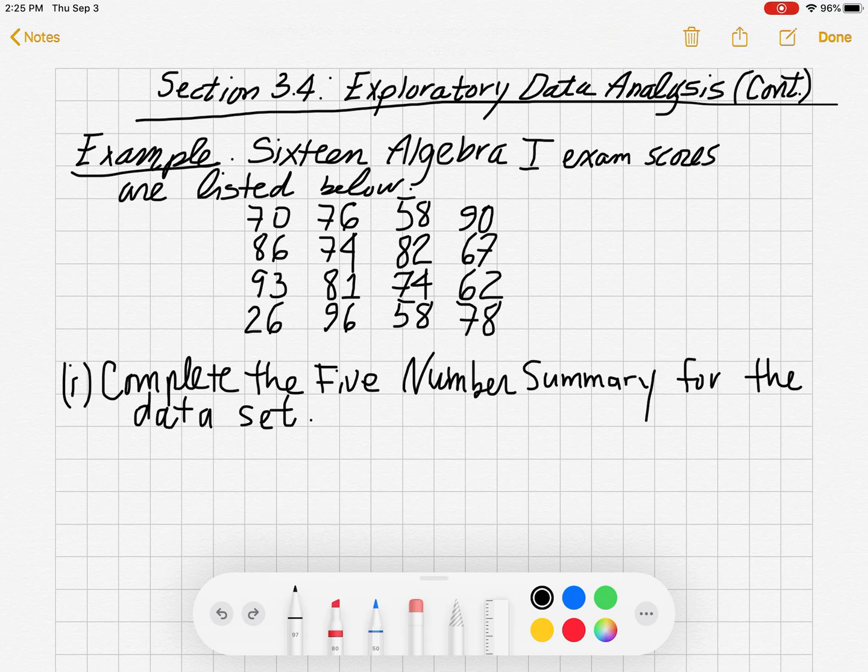See, in 4 columns. Complete the 5-number summary for the data set. So remember your first step. You want to put these numbers in order from smallest to largest. That's called ascending order. I'm going to start with 26 as the smallest. After 26, I'm going to go 58. We got 2 58s. Make sure you include each of them. Looks like next is 62 and 67.